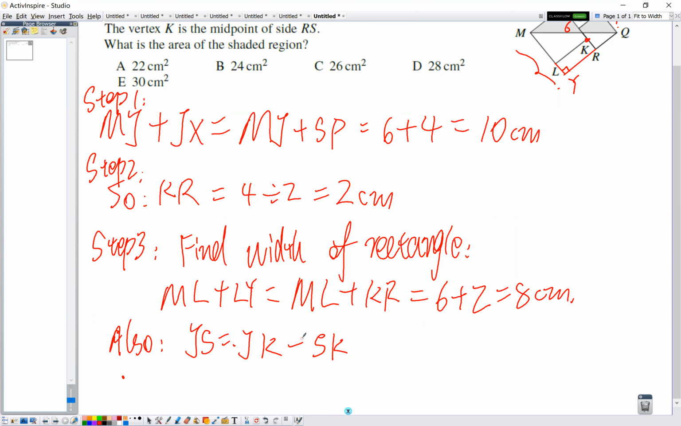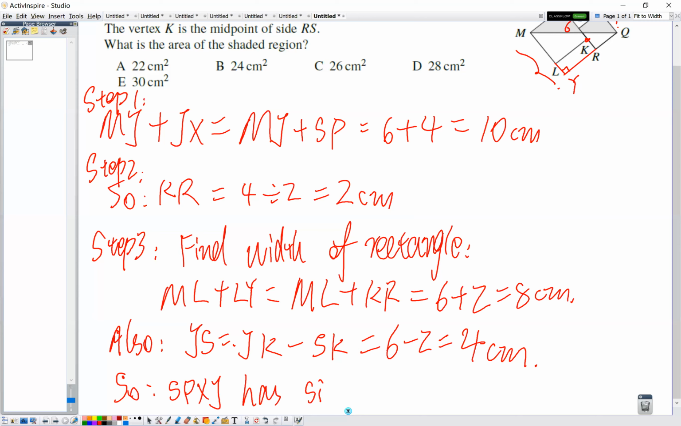Now look at the next one. JK minus XK is 6 minus 2, which becomes 4 centimeters. So for that reason, you can find the side length of SPXJ now. We can find out SPXJ has a side length of 4 centimeters.